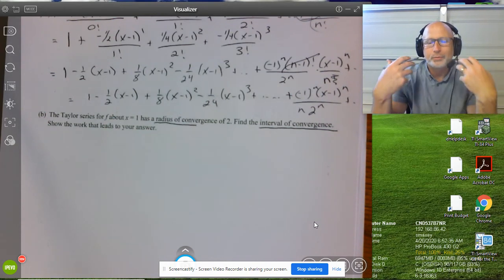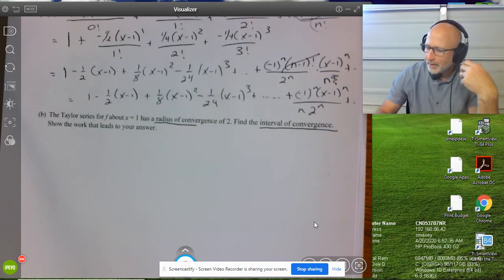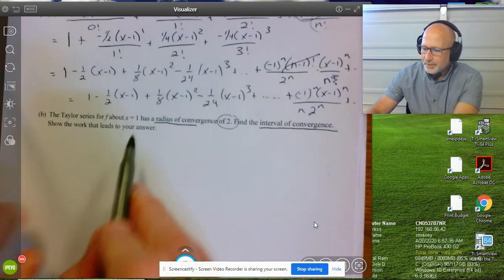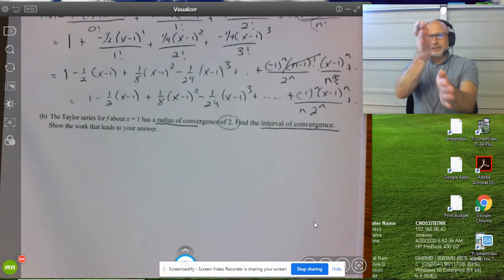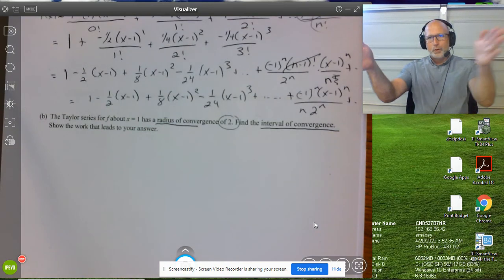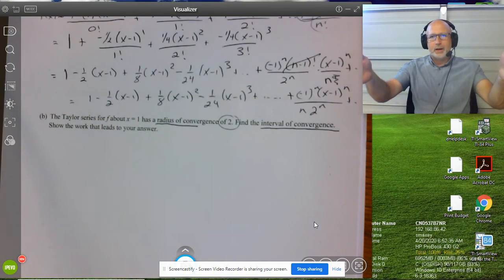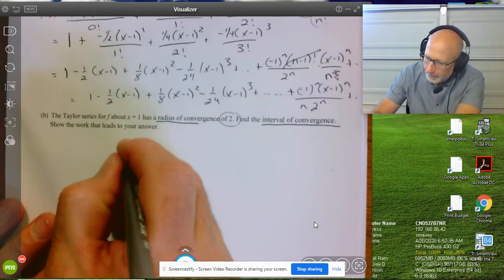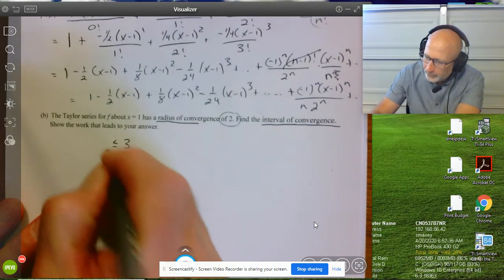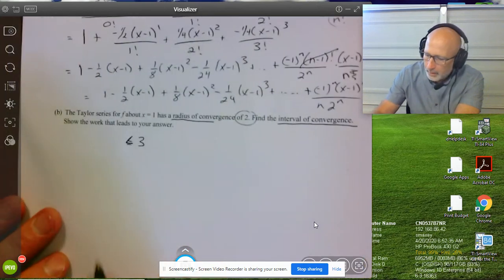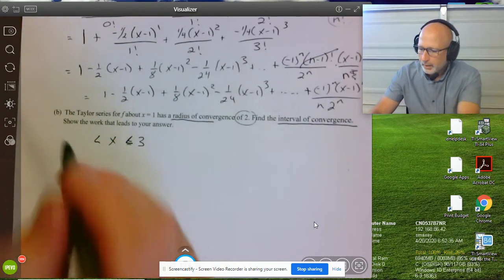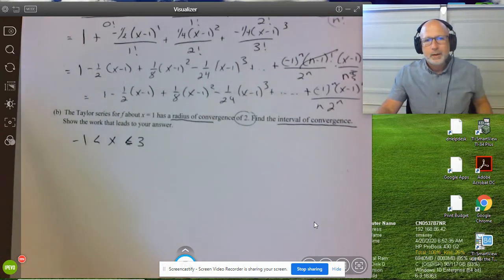The ratio test will tell us what the radius of convergence is, but hey, I already know what the radius of convergence is. It's 2. It's centered at 1. So what that means is if I go forward 2 or back 2, that is going to be the interval of convergence. Okay, so 2 up from 1 is 3. So x should be less than 3, and greater than 2 down from 1, which is negative 1.